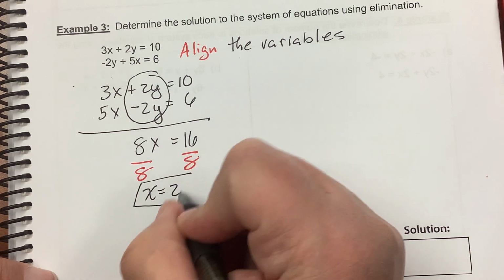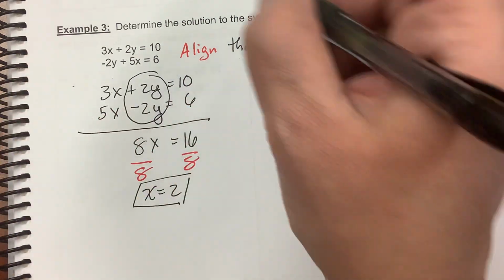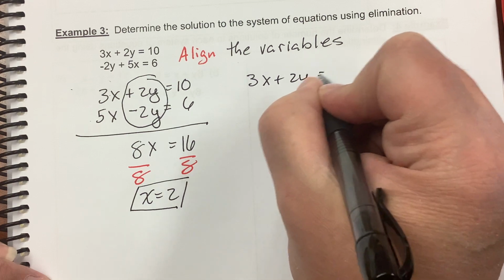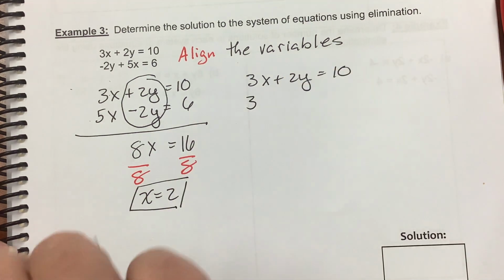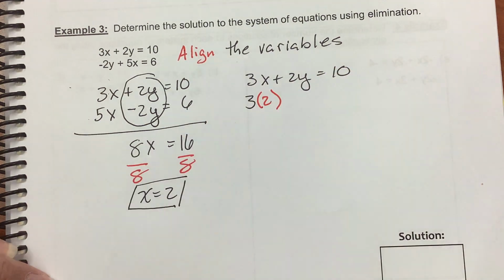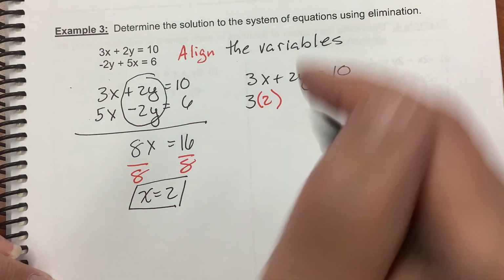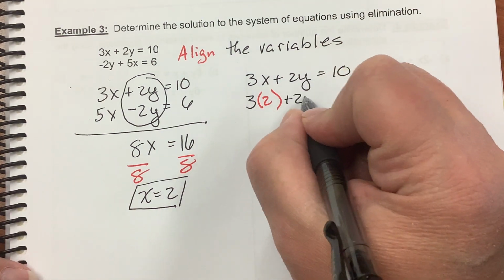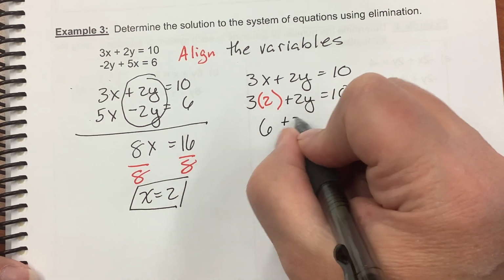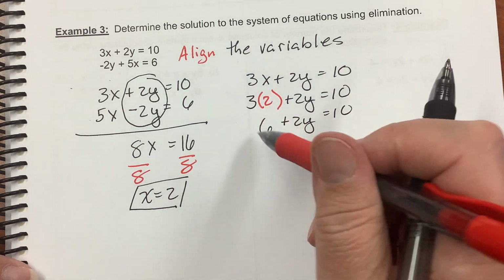I have to go back and find y. Well, I'm going to use the first equation again because positive variables. 3x plus 2y is 10. Now I substitute 2 in parentheses. Why is it in parentheses? Because I'm going to multiply. It has a coefficient. All right. 3 times 2 is 6. Plus 2y, 10. Subtract 6 from both sides.